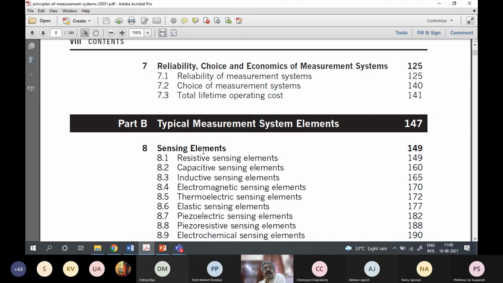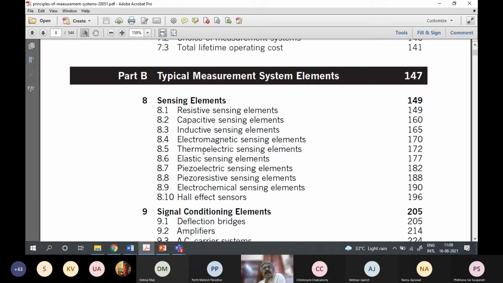The second part of the book talks about certain very common variables and certain very common techniques of measurement. This creates a little confusion, and we'll have to deal with it. You can either learn it from the point of view of techniques of measurement. So if you learn about resistive sensing elements, there could be so many elements. Something measuring strain can also have resistive sensing. Something measuring temperature can also have resistive sensing.